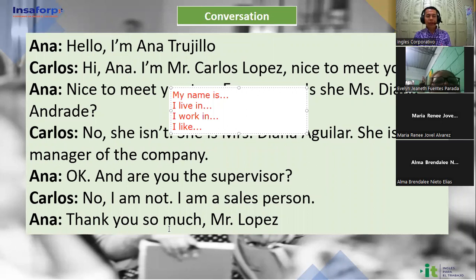Your opportunity, Evelyn. Okay. My name is Evelyn Fuentes. I live in San Martin. I work in Alcaldía Municipal de San Martin. I like movies. You like the movies? And Evelyn, what kind of movie do you like? Horror movies, action movies, romantic? Cartoons? Cartoons. Ah, okay. I know.